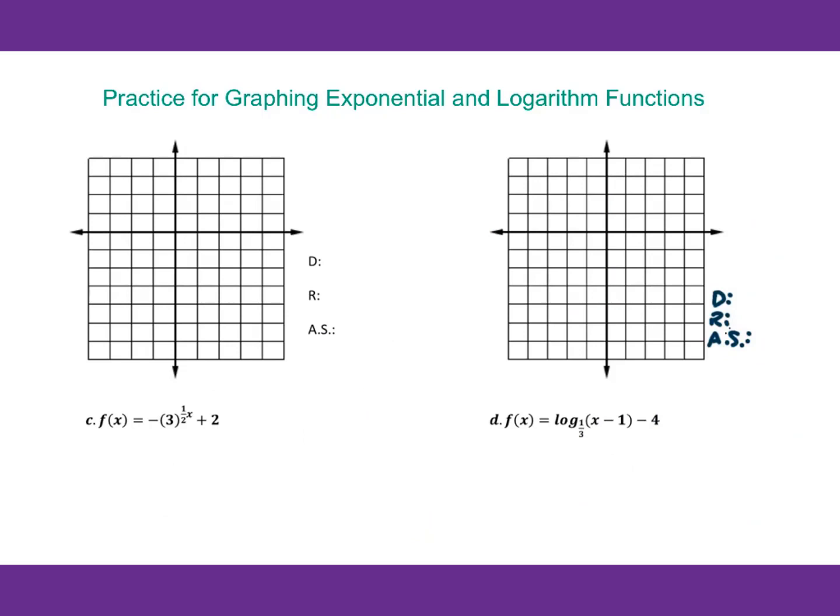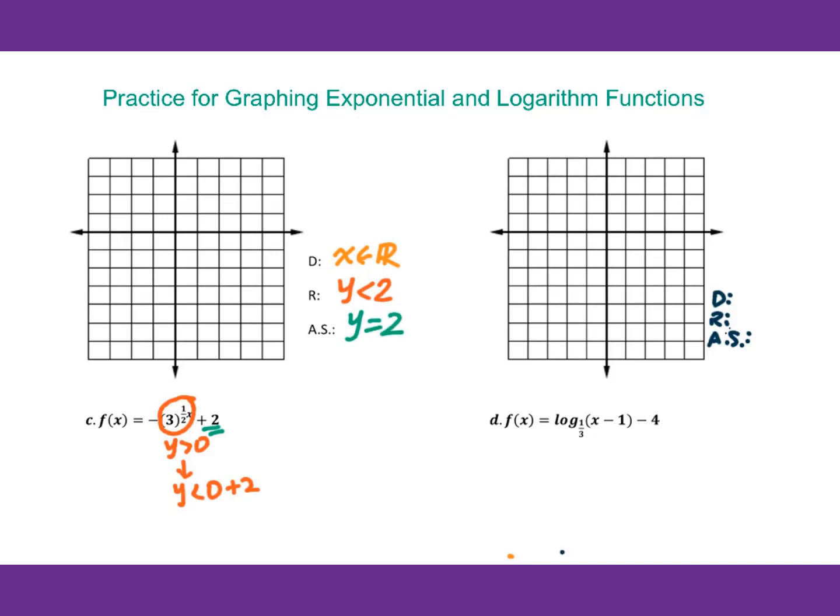For C, this is an exponential function. Domain will be all real numbers. For range, this exponential form gives y greater than 0. Multiply by negative 1, therefore you go to y less than 0, then you plus 2. Therefore y less than 2. Asymptote line will be this constant number. You will get y equals 2.